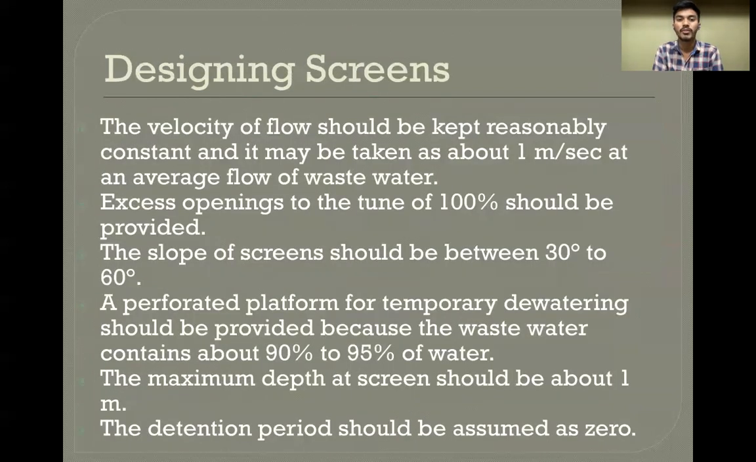Designing screens. The velocity of flow should be kept reasonably constant and it may be taken as about 1 meter per second at an average flow of wastewater. Excess openings to the tune of 100% should be provided. The slope of screen should be between 30 degrees to 60 degrees. A perforated platform for temporary dewatering should be provided because the wastewater contains about 90 to 95% of water.